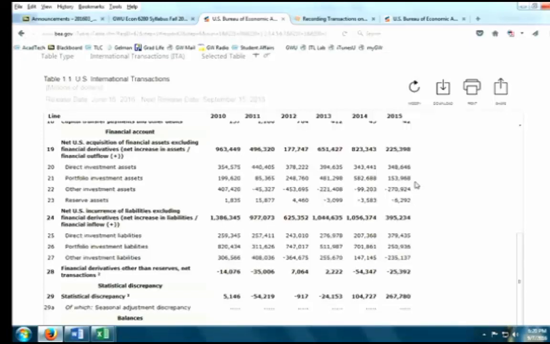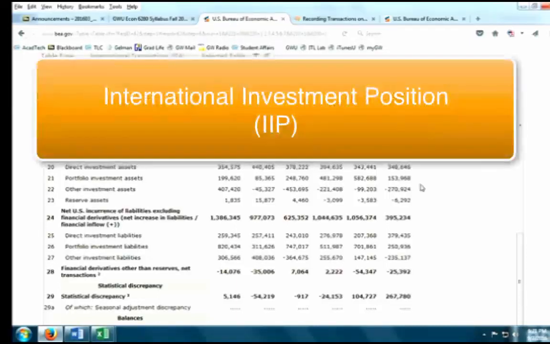transactions. How much do U.S. citizens own of all of that real estate abroad? How many bonds in total do U.S. residents own abroad? How much stocks and ownership of company shares are owned by U.S. residents abroad? And vice versa. How much do foreigners own here in the United States? Now, we have a record of all of that, and it is called the International Investment Position.